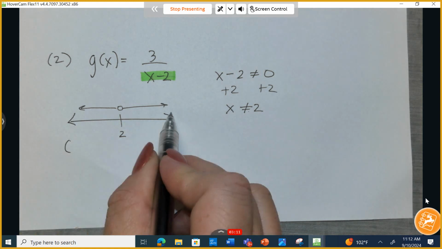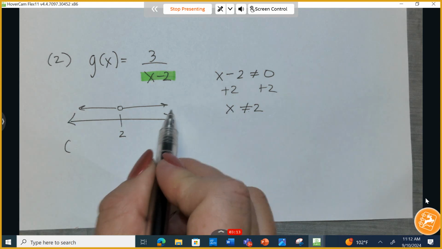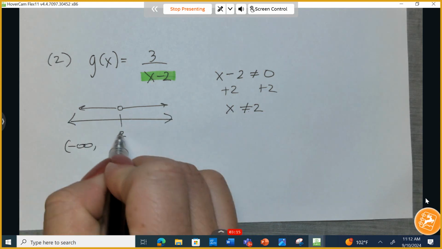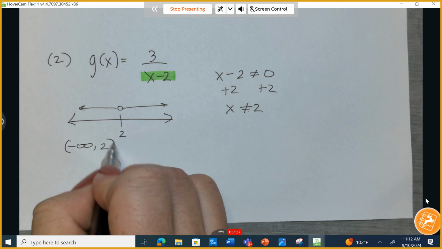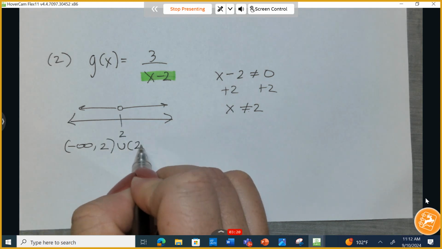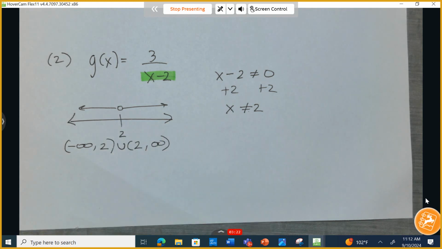We're going to read this from left to right, or from the minimum to the maximum. So from the far left all the way up to 2, but we do not include 2. And then after 2, all the way to the far right. This would be the domain for number 2.